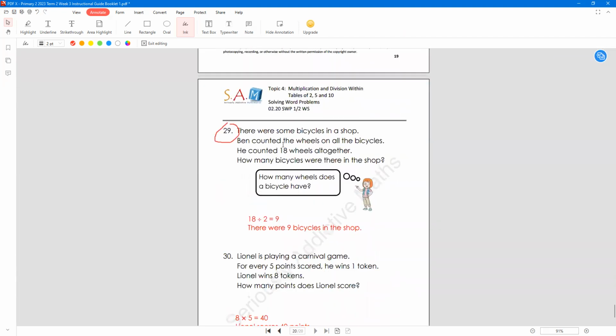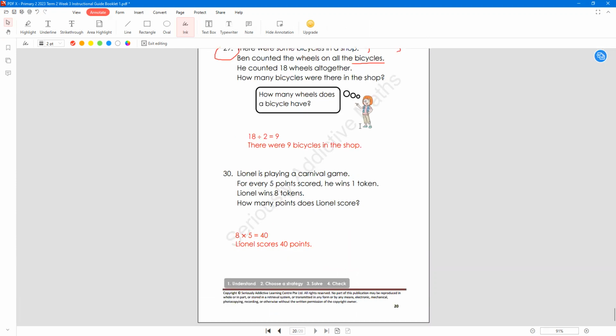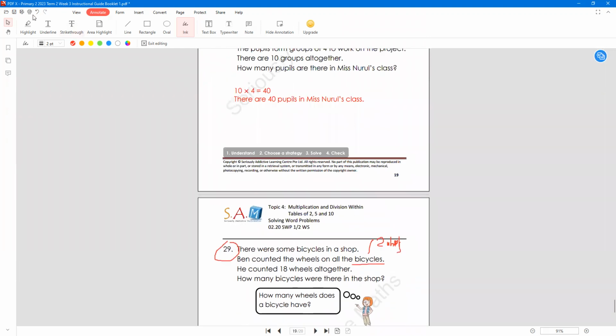For this one, maybe we can just get them to do it as homework. But for a check, ask them how many wheels are there on a bicycle. Please get them right. A bicycle has 2 wheels. So if there are 18 wheels altogether, it would be 18 divided by 2. No need to do it in class, but make sure they understand the concept that there are 2 wheels per bicycle. Let's move on to the next booklet.